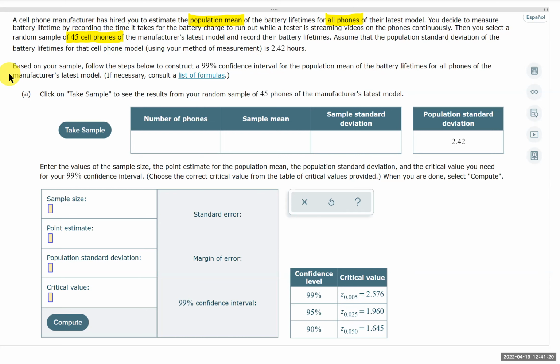Okay, so what you'll be doing is taking your own sample. Every time you do a problem like this, you would be taking a sample from the population. Every time you take a sample of 45 phones, the results will be different because you don't always get the same 45 phones. So every time, you'll be recording the following information.